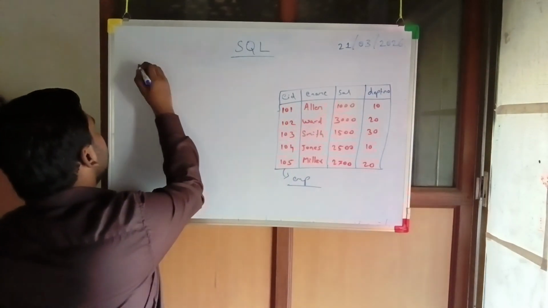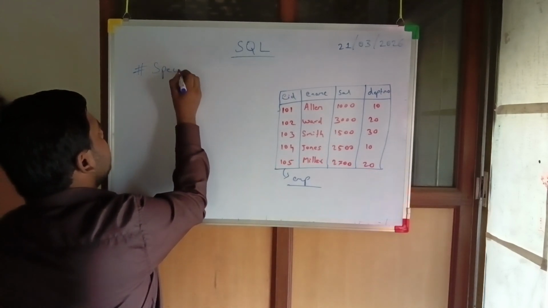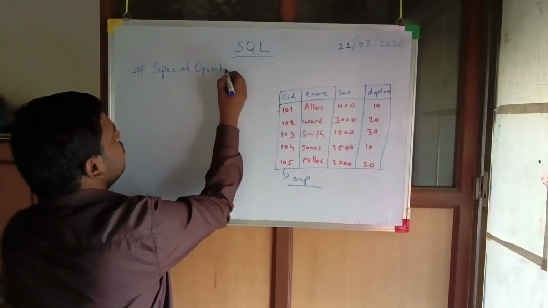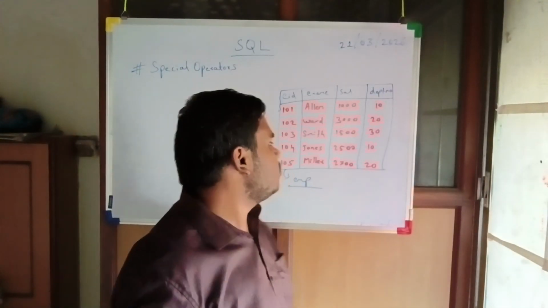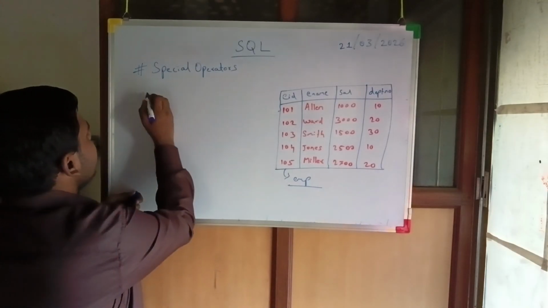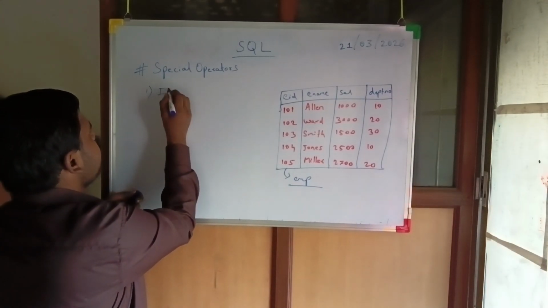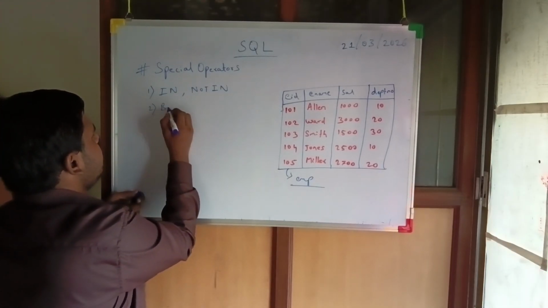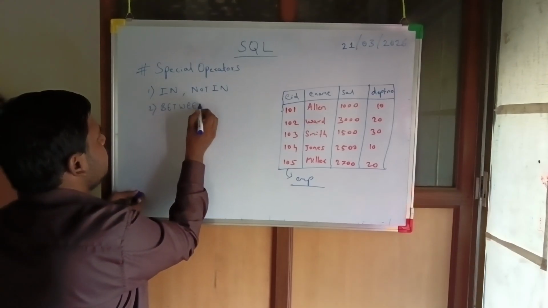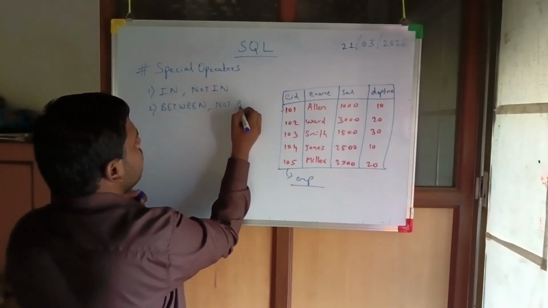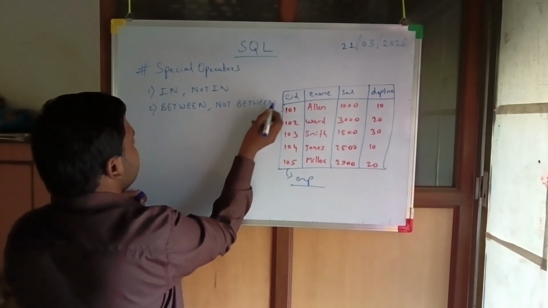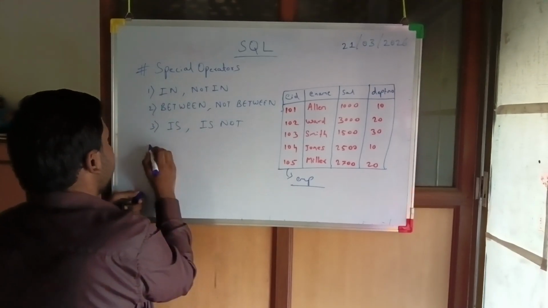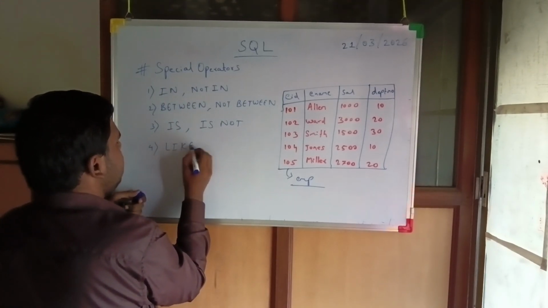So what do we need to learn? We need to learn about special operators. Why special? Because they reduce the query length, reduce the syntax. You can say it like this also. There are some types of special operators. The first type is IN, then NOT IN. Second, BETWEEN, then NOT BETWEEN. Third is IS, NOT, fourth, LIKE, NOT LIKE.